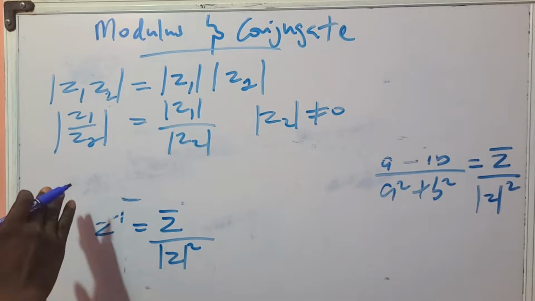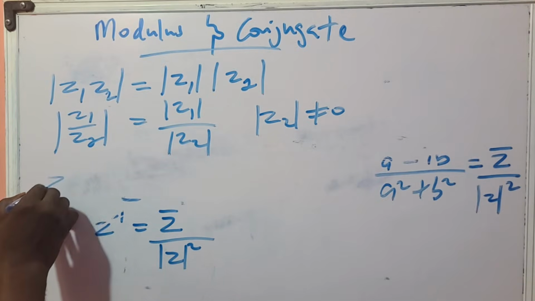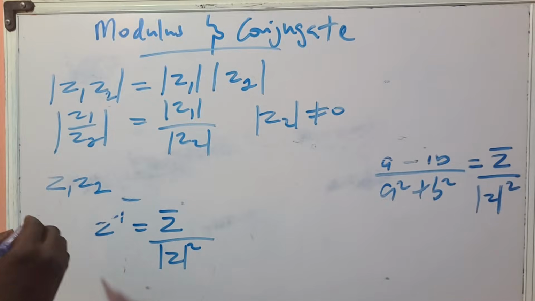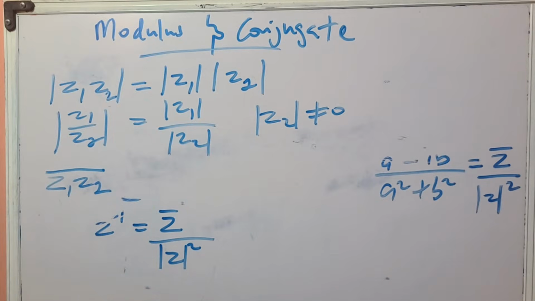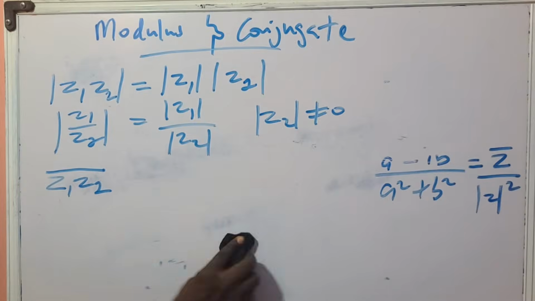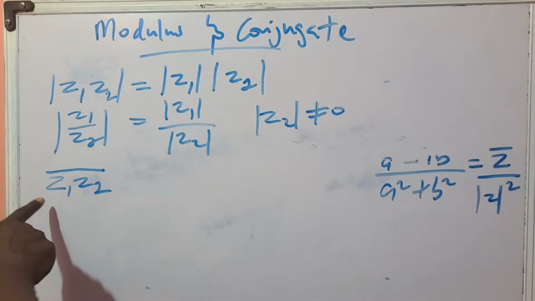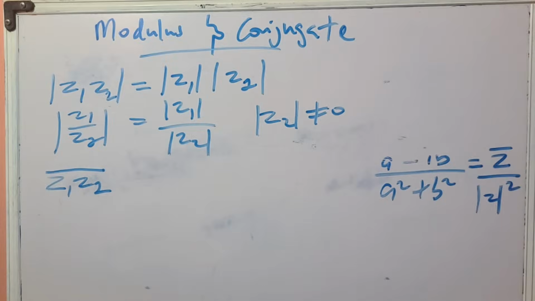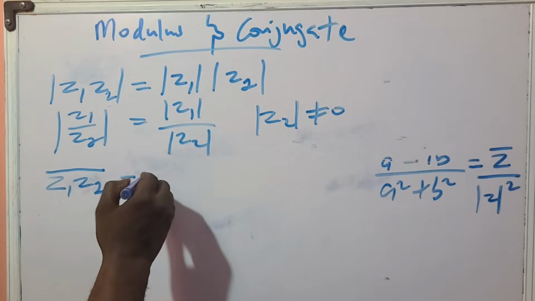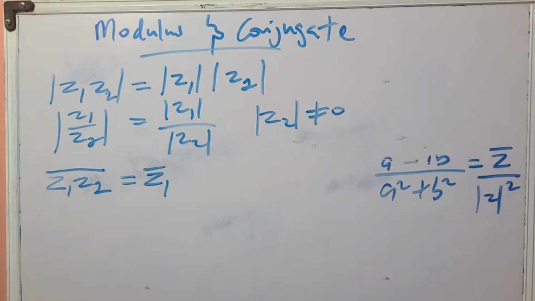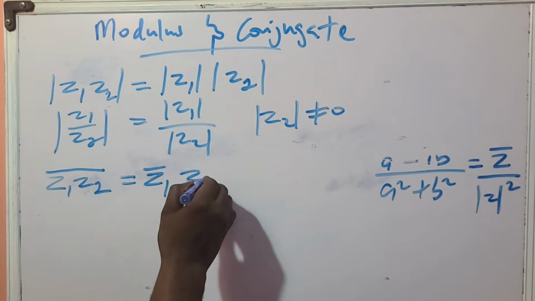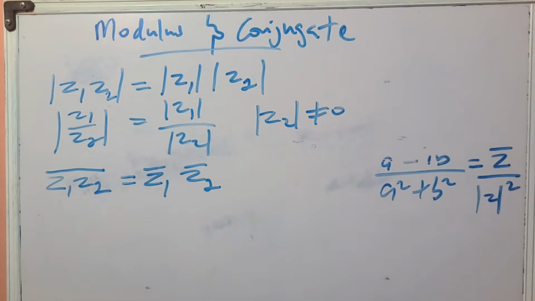Now the next one, look at this one, very, very interesting one. If you have z1 and z2 and a whole conjugate, these are things that give you an edge in solving questions. If you have the conjugate of the multiplication of two complex numbers, that means you are multiplying z1 and z2 together and you took the conjugate of their multiplication. Note for certain that it's going to be the same thing as if you had the conjugate of z1 multiplied by the conjugate of z2 separately. All right.